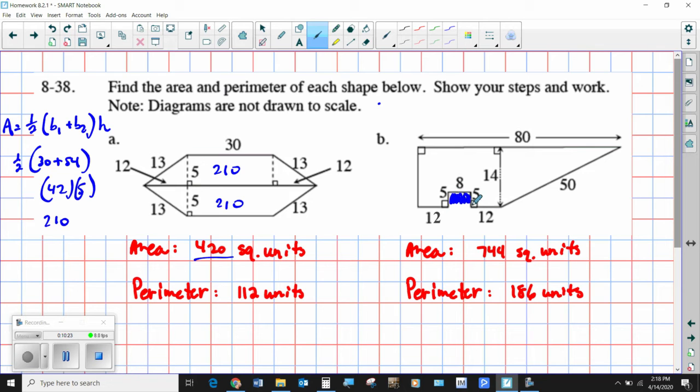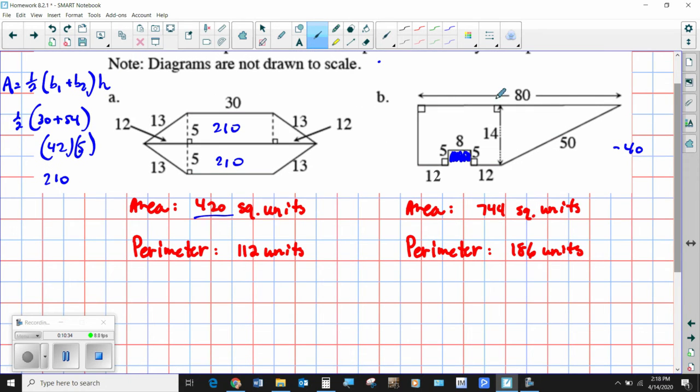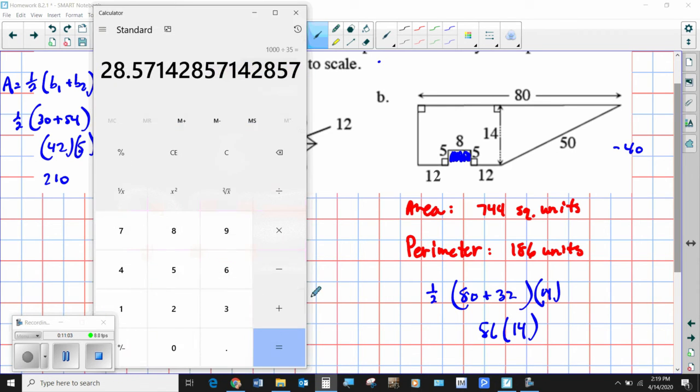Since this area is a 5 by 8 area, that means we're going to subtract 40 from the overall area of that trapezoid. So what are the dimensions of this trapezoid? Base 1 is 80. Base 2 is 12 plus 8 plus 12, which is 32. So we take half of that and then multiply times the height, which is 14. So what is half of 112? I think that's 56. And then we multiply that times 14, and let's see what 56 times 14 equals.